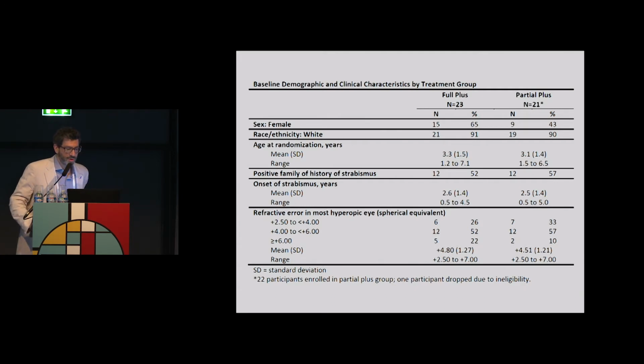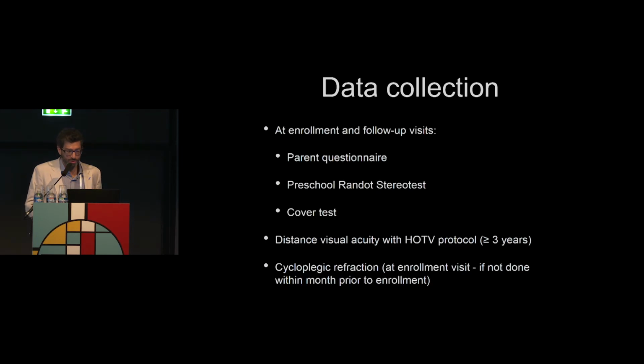These graphs are pretty crowded, but basically the baseline characteristics of the two groups were pretty much the same. We had a similar number of boys and girls. Most of the patients in our study were Caucasian. About half of the patients enrolled in the study in both groups had a family history of strabismus, and they were moderate hyperopes. There were usually 3 to 5 diopters of hyperopia. We included a patient questionnaire. We did Randot stereo, and we did simultaneous prism cover test to determine the tropia of these patients.